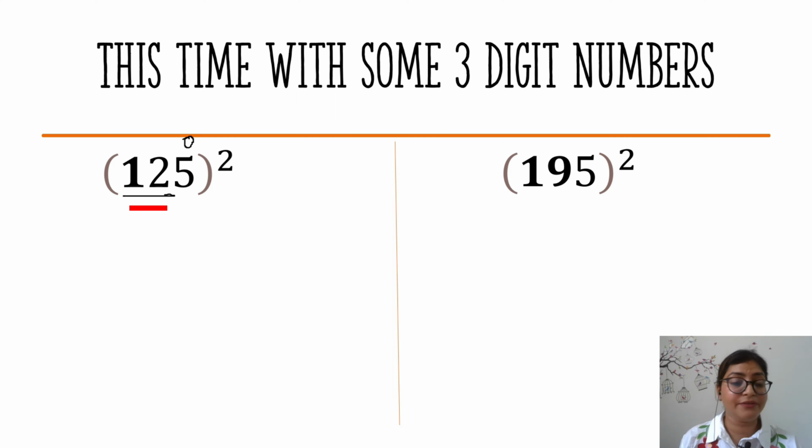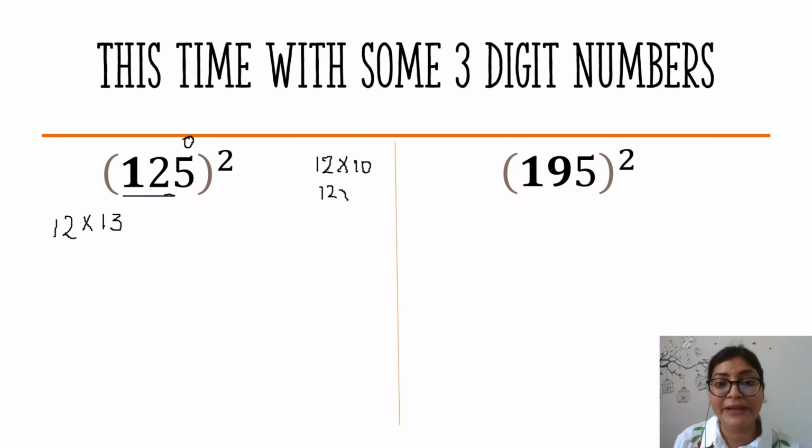We have 12 here this time. Okay, and what comes after 12? It's 13. And what is 12 multiplied by 13? Let's find it out here. 12 multiplied by 13, we can divide this in two parts: 12 multiplied by 10 and 12 multiplied by 3. 12 multiplied by 10 is 120 and 12 multiplied by 3 is 36. So 12 multiplied by 13 is 156.